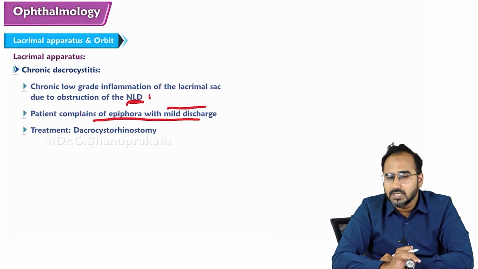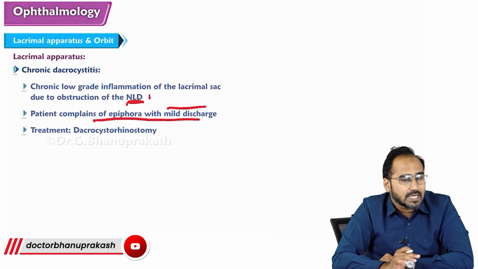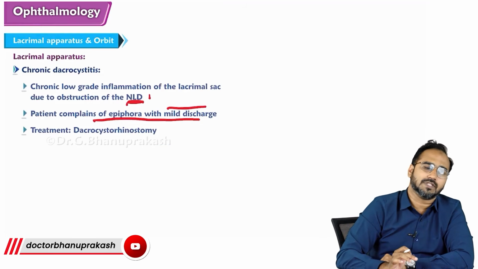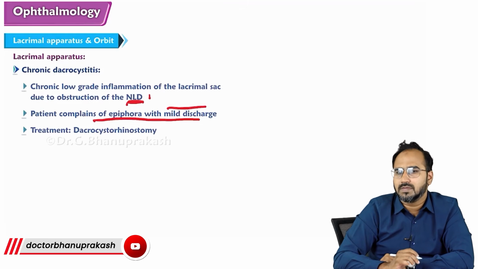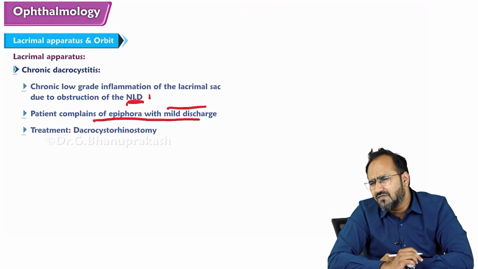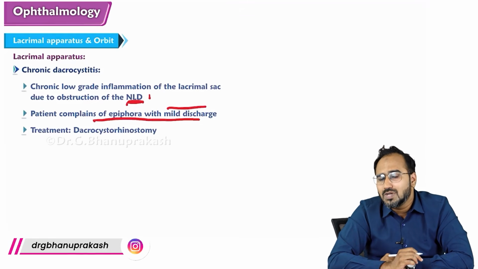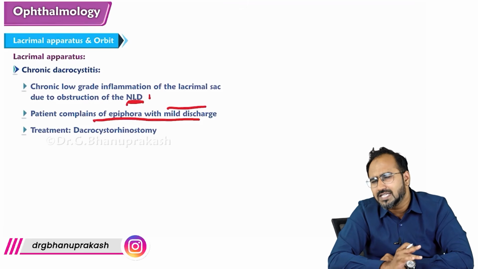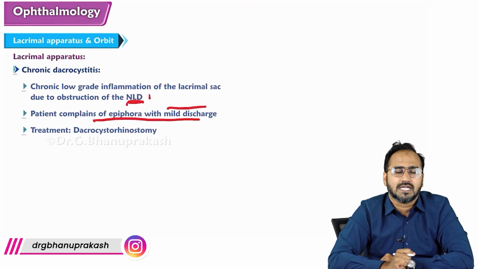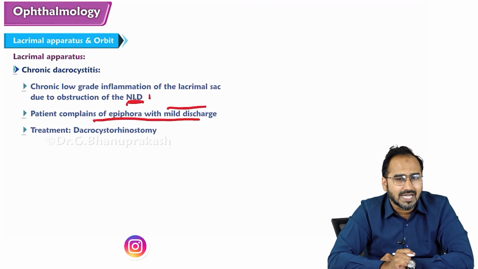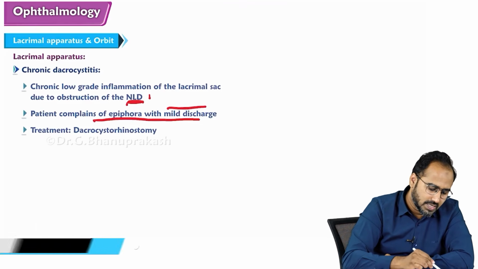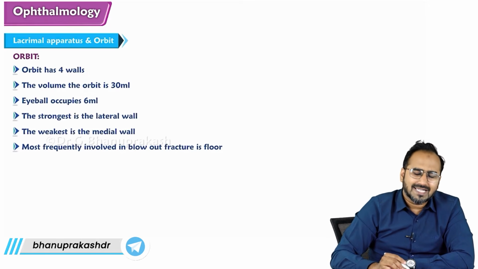The treatment is what, guys? We need to go for dacryocystorhinostomy. We need to repair the lacrimal duct with the sac, which is called dacryocystorhinostomy. So once again, guys, we are discussing chronic Dacryocystitis, which is the inflammation of the lacrimal sac causing obstruction of the nasolacrimal duct. That is called chronic Dacryocystitis. How will you treat this chronic Dacryocystitis? The treatment of choice is dacryocystorhinostomy.